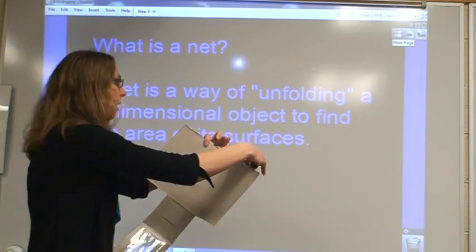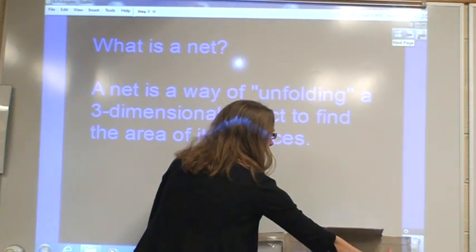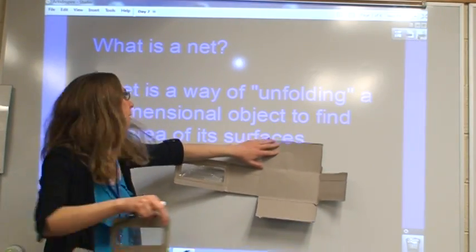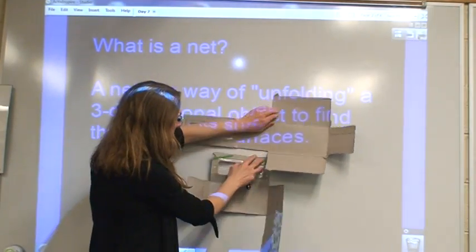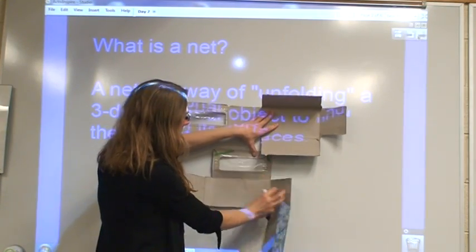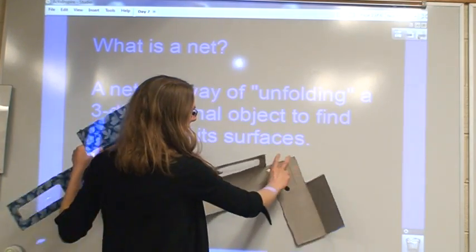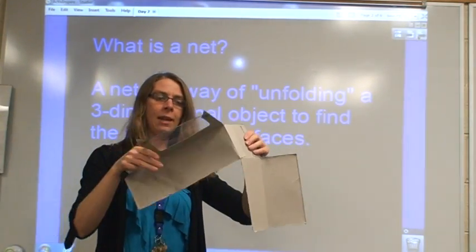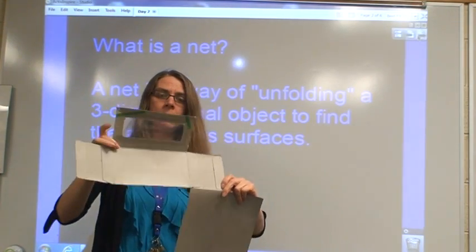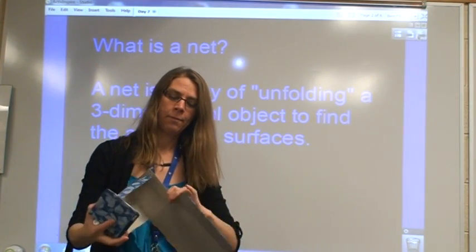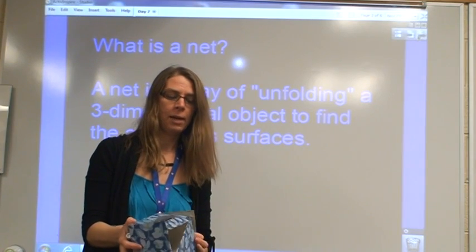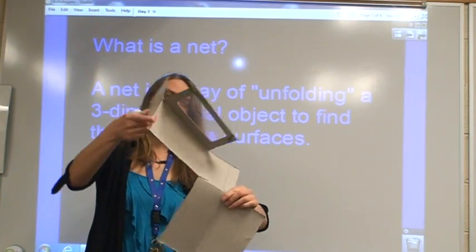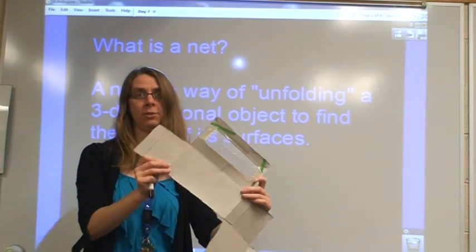Now, interestingly enough, this is one net of a Kleenex box. And this is another net of the exact same type of box. So if you notice, it is not configured in the exact same way. It's actually pretty different, but it's still another way that I can take a box and fold it up to turn it into a Kleenex box. So a net is when you take a three-dimensional object and you pretty much lay it flat so that you can see all of its surfaces.